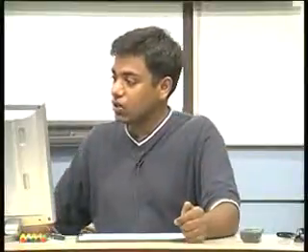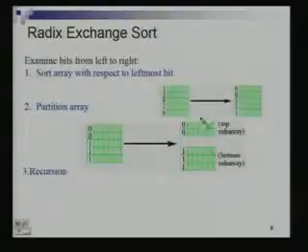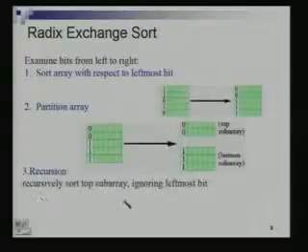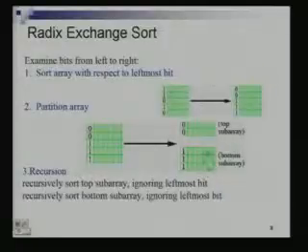So I can sort this bottom subarray independently of the top subarray, and then I just put them together and I get a sorted sequence. So it is a divide and conquer algorithm once again. There is a divide step in which the zeros come before the ones, there is a conquer step, and the combine step is trivial here. The conquer step is the recursion: we will recursively sort the top subarray ignoring the leftmost bit, and we will recursively sort the bottom subarray ignoring the leftmost bit once again.